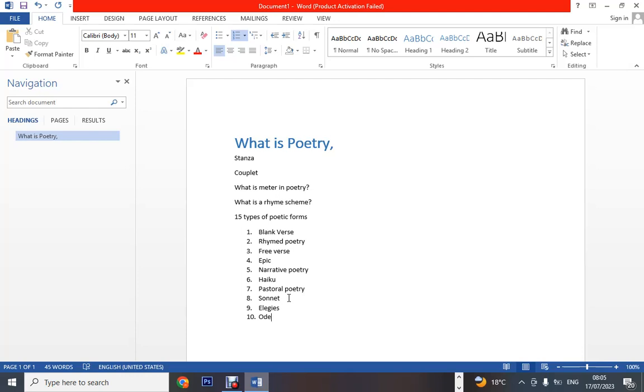Then we have a limerick. A limerick is a 5-line poem that consists of a single stanza, with an AABBA rhyme scheme, and its subject is a short pitch, tale or a description.